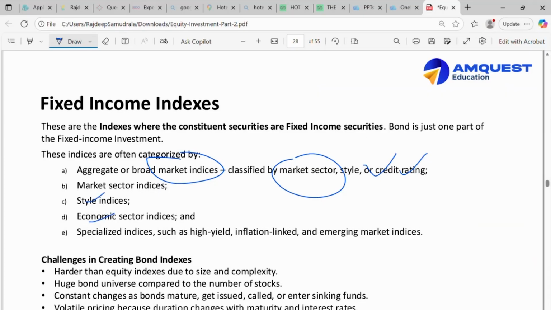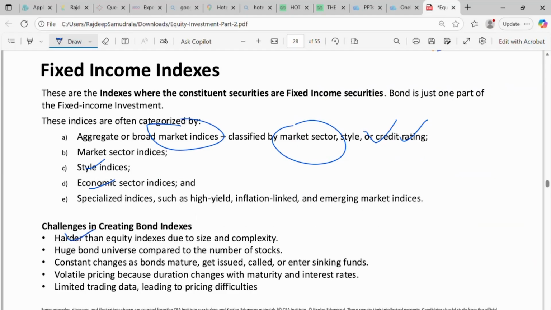Style indices, economic sector indices, and so on. Now this is fixed income, which is mainly the bond or debenture market. What's the biggest challenge in creating an index for a bond also? Same thing, whatever we did till broad, we have to replicate that, right? And that is more critical. It's harder than the equity index because of the size and complexity; constant change takes place as the bonds mature.